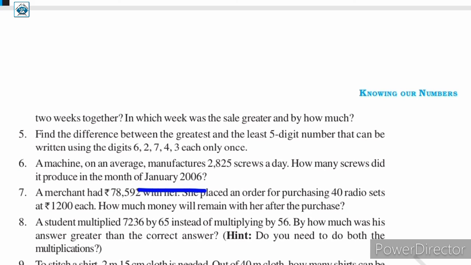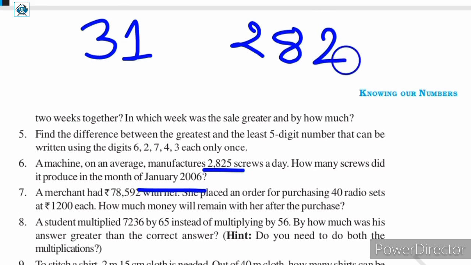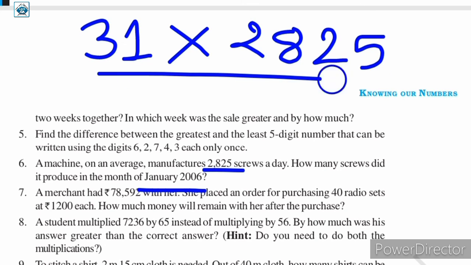This is the question. So first of all we need to find the number of days in January, and we all know that there are 31 days in the month of January, and for one day on an average 2,825 screws are manufactured. So on 31 days you will multiply this with 2,825. एक दिन में अगर 2,825 है तो 31 days के लिए we will multiply these two, and whatever the answer may be, that much screws were produced in the month of January 2006.